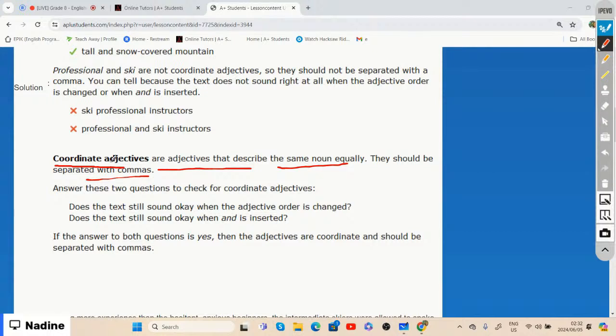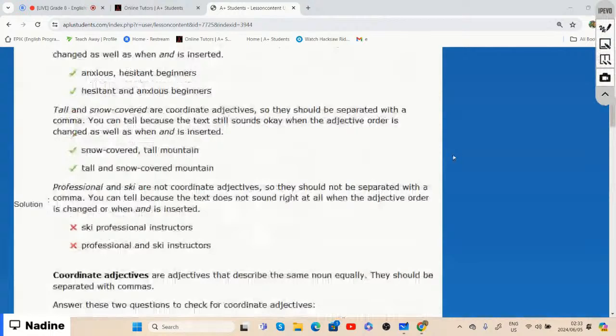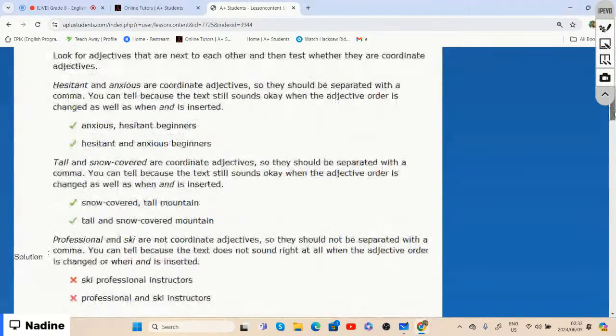All right. And if we look at a few more examples, then it says that we need to look at the adjectives that are next to each other and then test whether they are coordinate adjectives. It says hesitant and anxious are coordinate adjectives, right? And so they should be separated with a comma. You can tell because the text still sounds okay when the adjective order is changed as well as when and is inserted. For example, it says anxious, hesitant beginners.